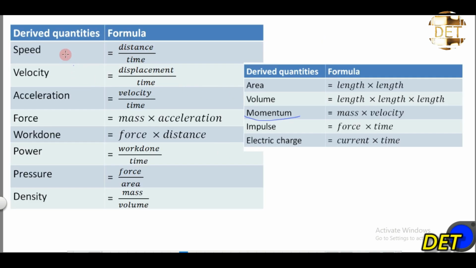So it's very important that you know the formulas for the different basic derived quantities. Speed is equal to distance over time. Velocity is displacement over time. Acceleration is velocity over time. Force is mass times acceleration. Work done is force times distance. Power is work done over time. Pressure is force all over area. Density is mass over volume. Area is length times length. Volume is length times length times length. Momentum is mass times velocity. Impulse is force times time. And then electric charge is current times time. So all these are very important for you to be able to write the dimension of any of these physical quantities.